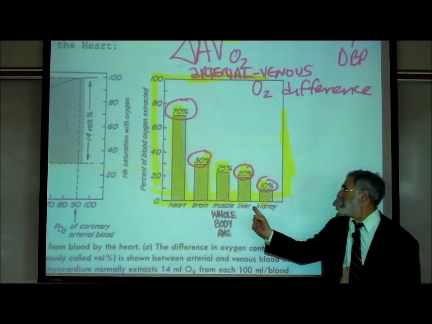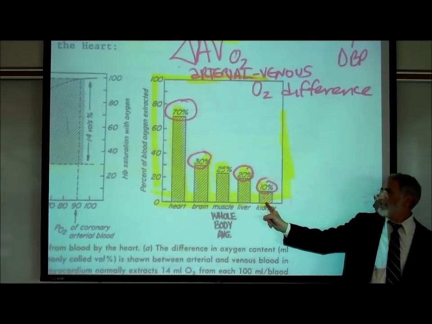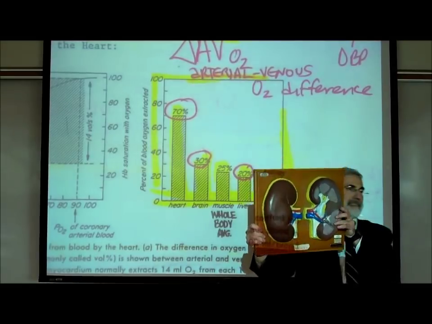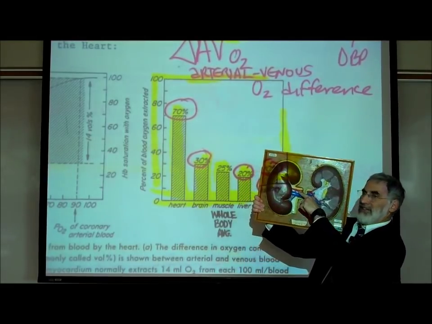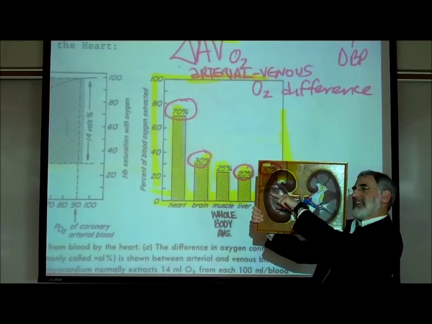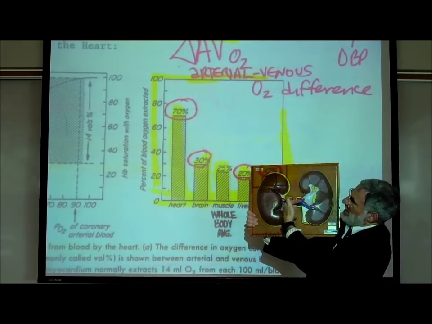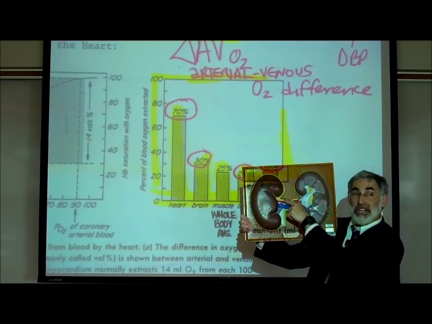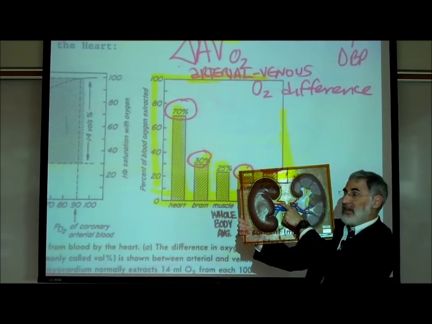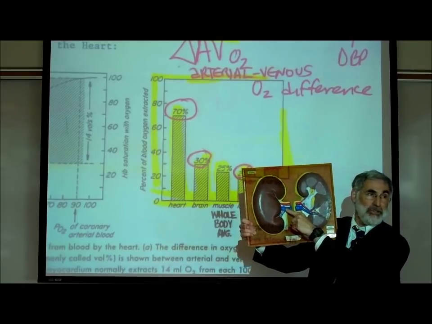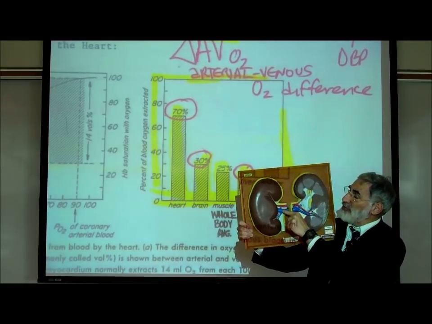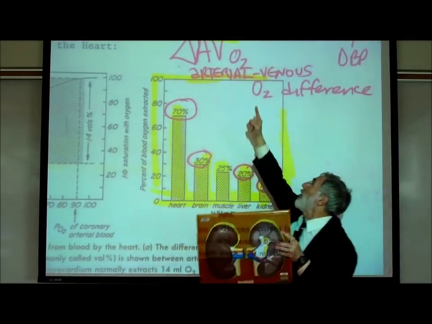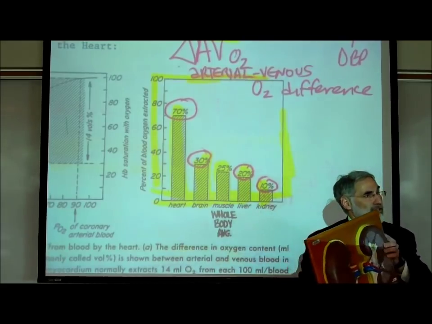Can everybody see here it says kidney? So here's a kidney. This is the renal artery that carries oxygenated blood into the kidney. This is the renal vein that carries blood out of the kidney. We can measure what the oxygen content in the renal artery is, and we can measure what the oxygen content in the renal vein is. That difference in oxygen between the renal artery and renal vein is called the arteriovenous oxygen difference.